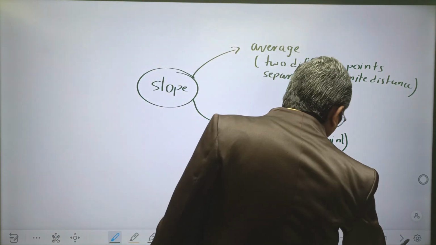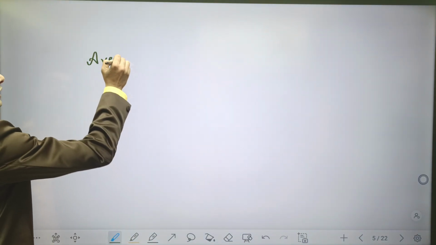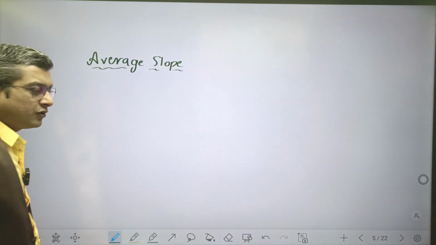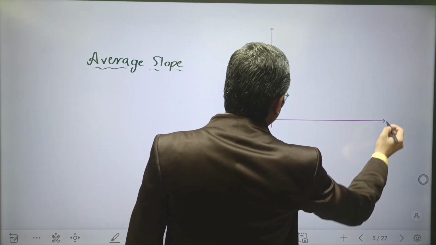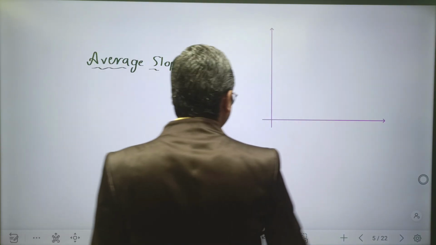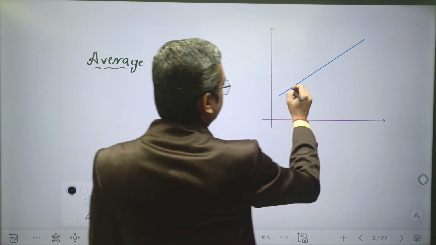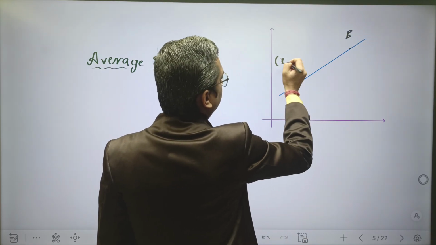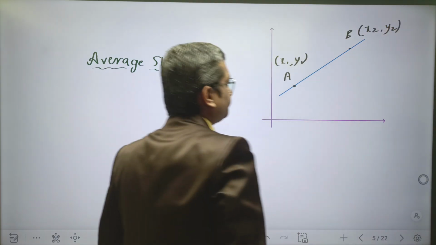Now let us first have a look at average slope. Now what is average slope? So dear students, when we talk about average slope, let us take first the case of a straight line. So this is the y-axis, x-axis. Consider any straight line, let us suppose I am drawing here, this is a straight line. Now here this is point A, this is point B. The coordinates of A are x1, y1, the coordinates of B are x2, y2.